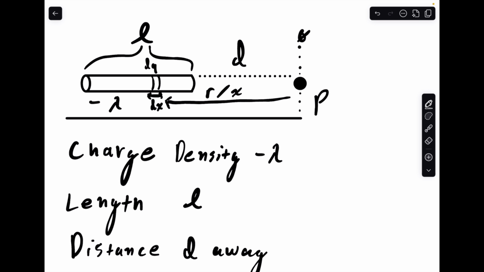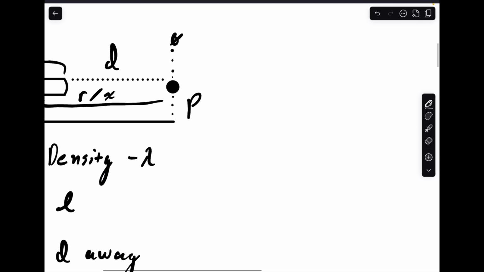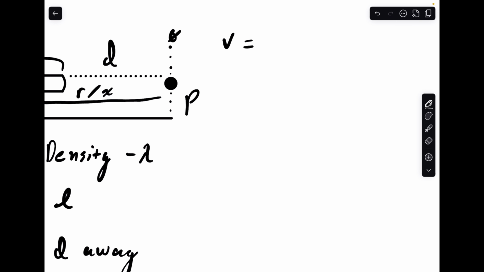But basically, as you can see here, that dx is so small that it can be treated like a little point. It's infinitely small. So if it's so small, it can be treated like a little point and it has charge dq, it can be treated as a point charge. And we know that the electric potential from a point charge is k q over r.